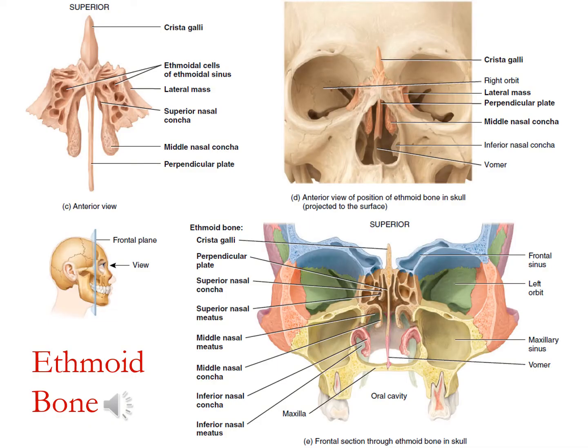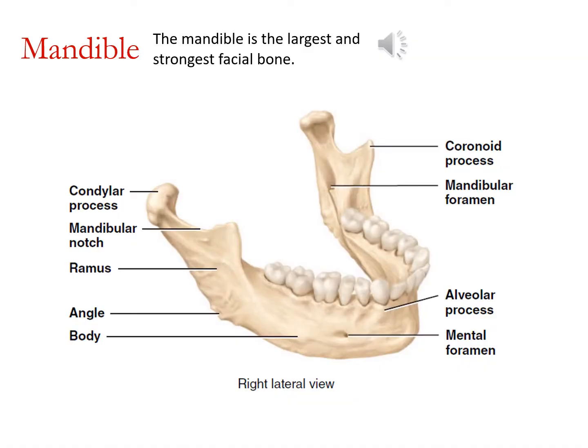Just continue to appreciate the different structures of the ethmoid bone in these particular pictures. The mandible is the largest and strongest facial bone. So the mandible is the bone of your jaw.